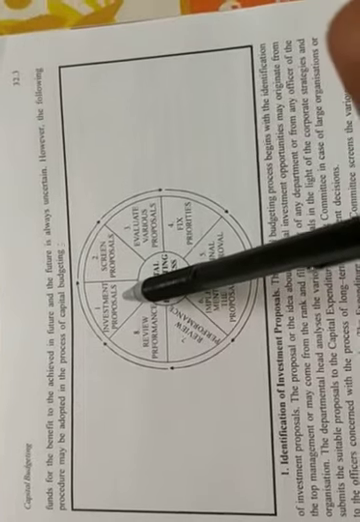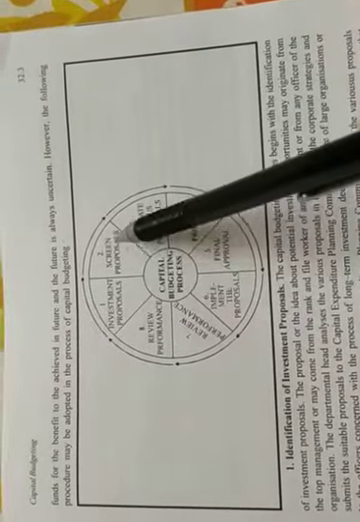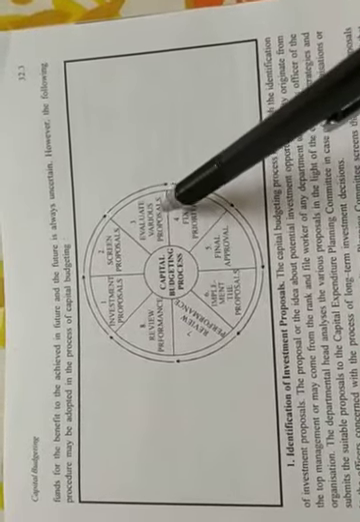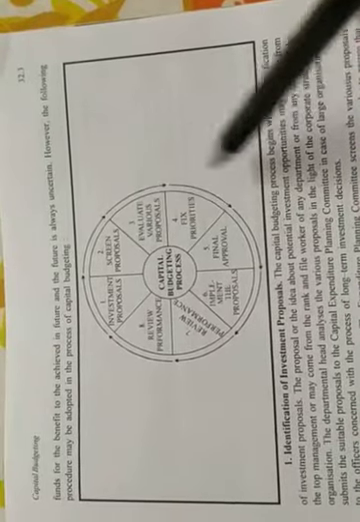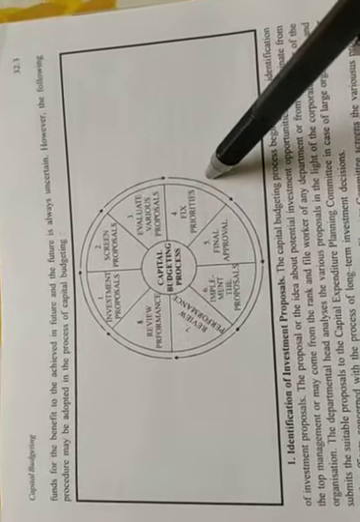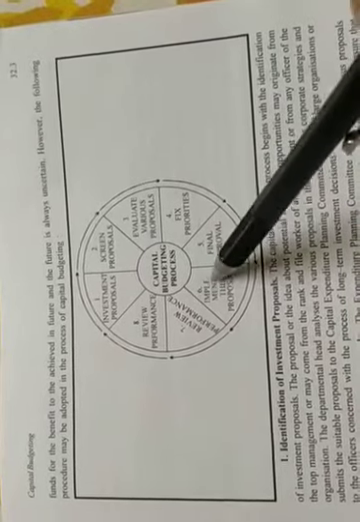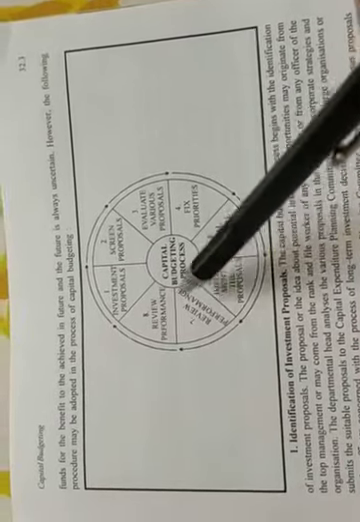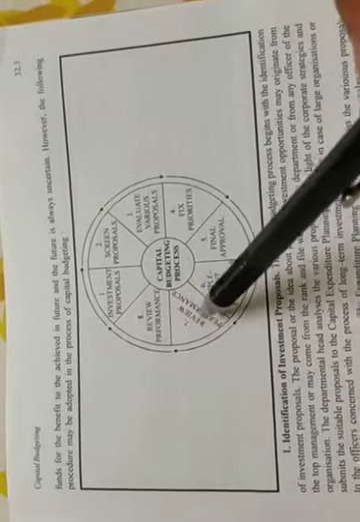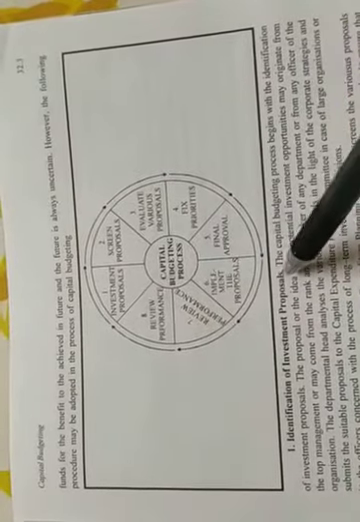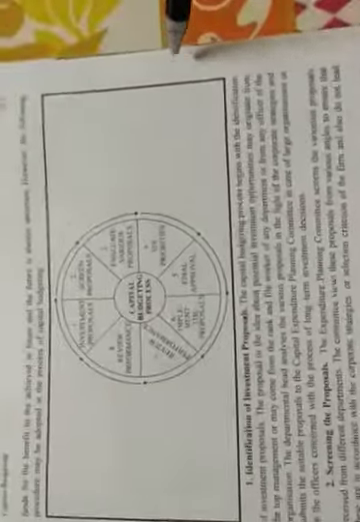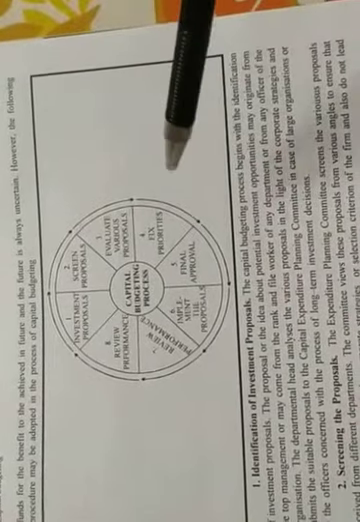The first one is investment proposals, second is screening proposals, third is evaluating various proposals, then fixing priorities, then final approval, then implementing the proposals, and the last one is reviewing performance. So now we will discuss it one by one.